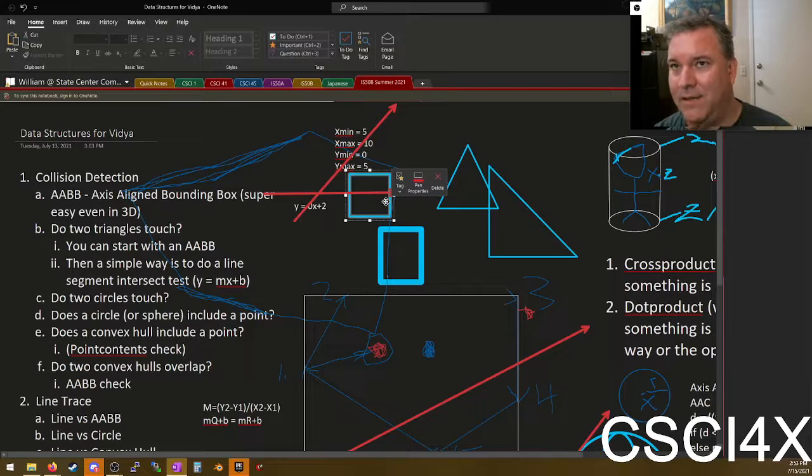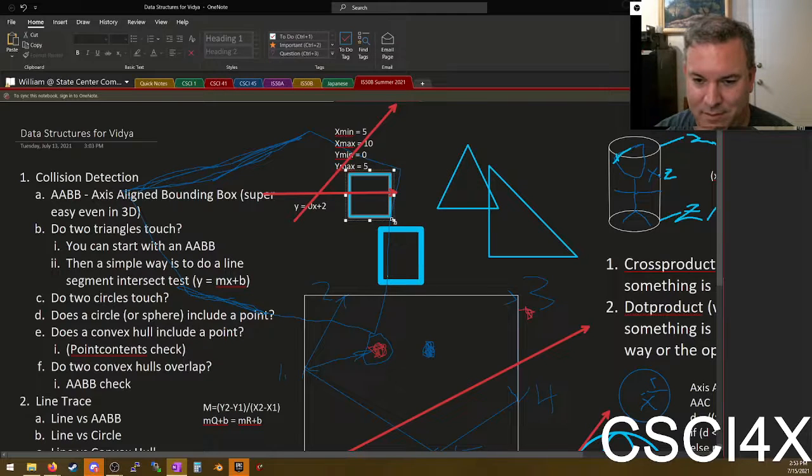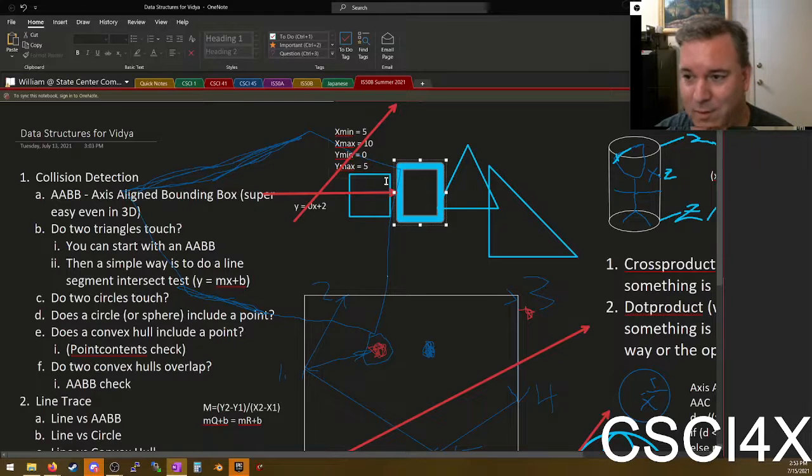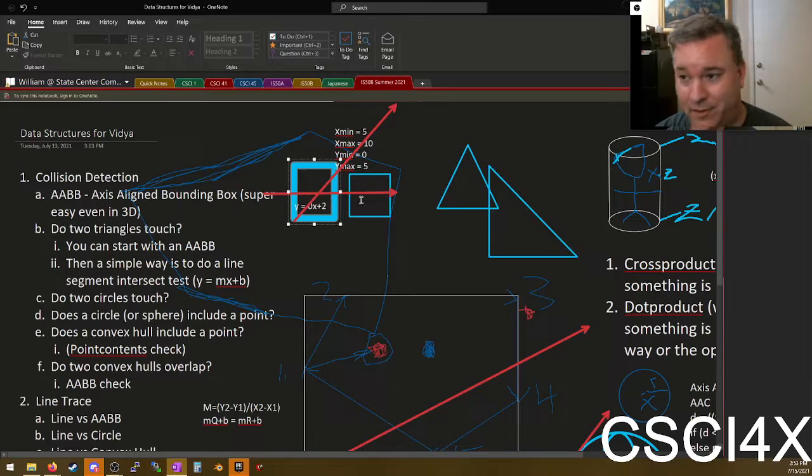And so if any of them have a maximum smaller than their minimum, or a minimum bigger than their maximum, which is the same way of saying the same thing, then they don't touch, right? If my maximum is smaller than your minimum, right? Like, let me just put you there. Right, so if my minimum x is bigger than your maximum x, they don't touch. Or if my maximum x is smaller than your minimum x, they don't touch.